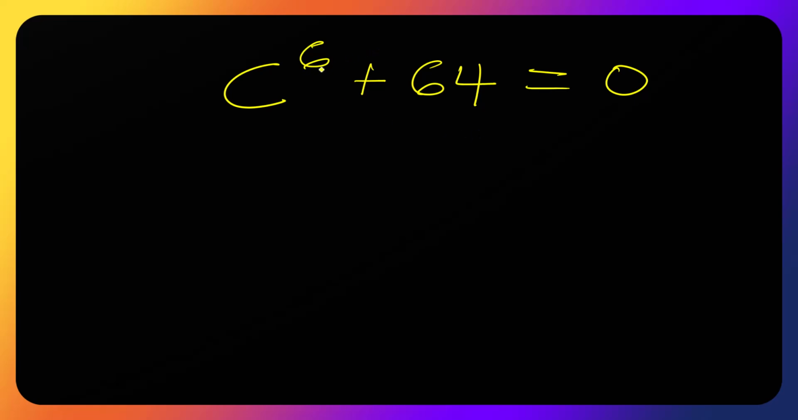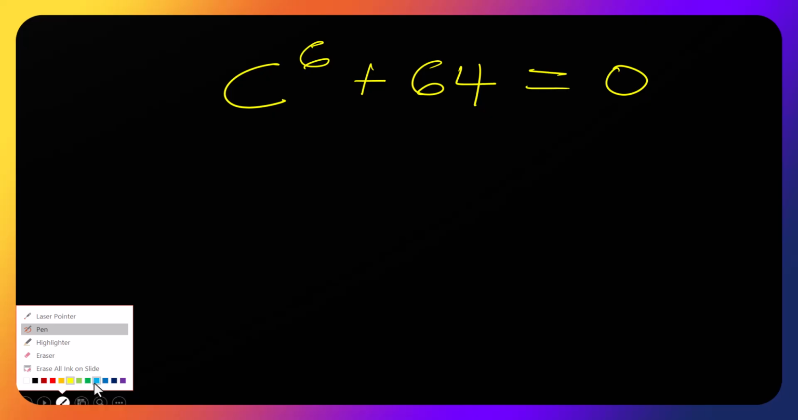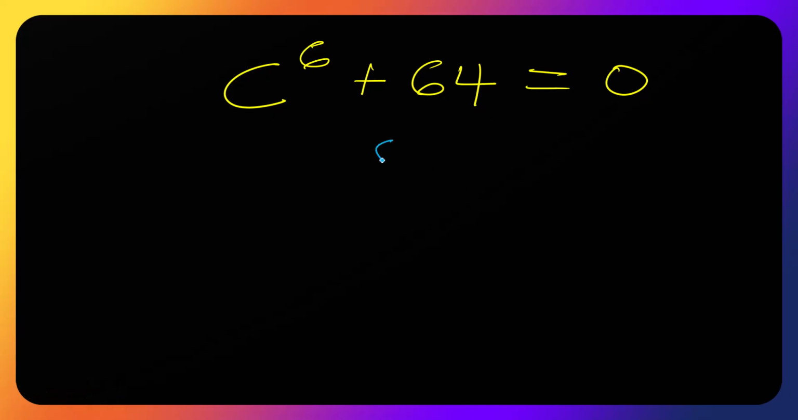Now we are given c to the power 6 plus 64 equals 0. Now let's look at all the solutions here. Okay, the 6 solutions here. Now let's deal with this one.